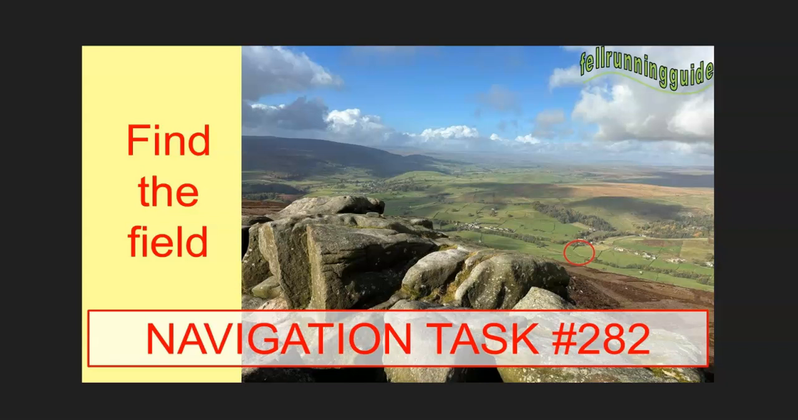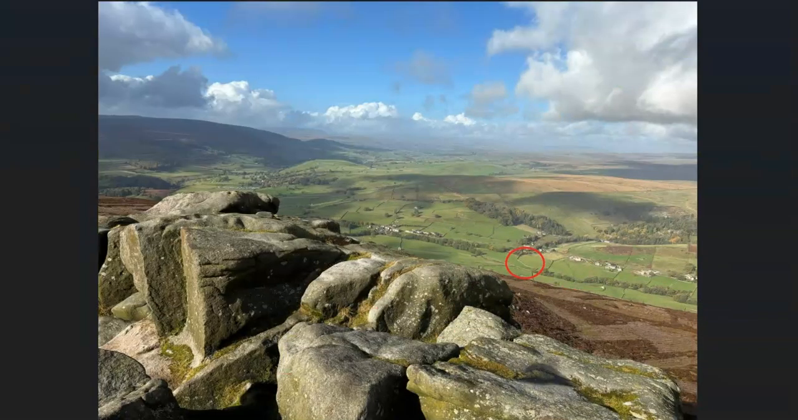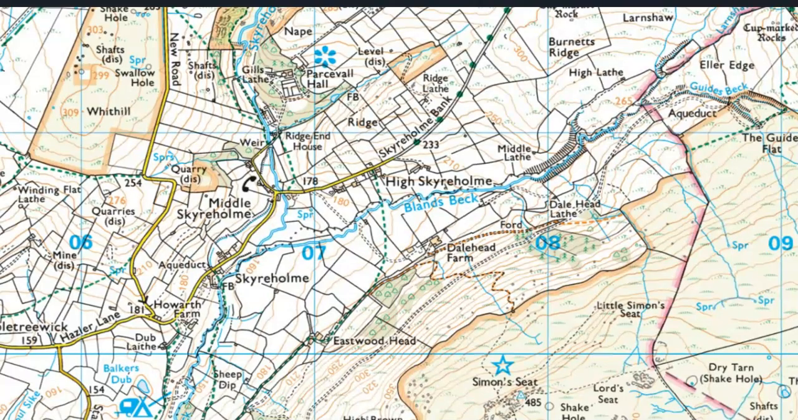Welcome to this week's map reading task. This week I want you to identify a field or field boundary. So it's the field system that I've highlighted here. And also, can you work out where the photo was taken from? The map that we're using is the Ordnance Survey 1 to 25,000. So somewhere on there is that distinctive field or field boundary, and also the point from where the photo was taken.